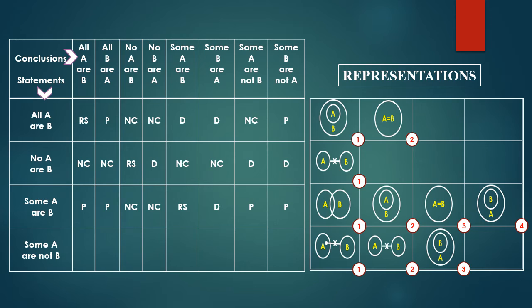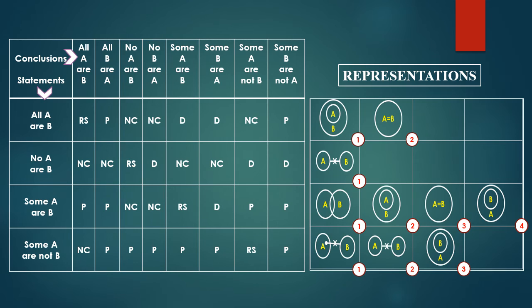Some A are not B and some B are not A. Some A are not B: it is not following in all the representations. For example, in the first representation it is following, but in the second representation it's not following. So it is not a definite one, it should be a possibility. Whereas some B are not A: it is following in the first diagram, but it is not following in the fourth diagram. That's why it is not eligible for a definite conclusion, it is a possibility conclusion.